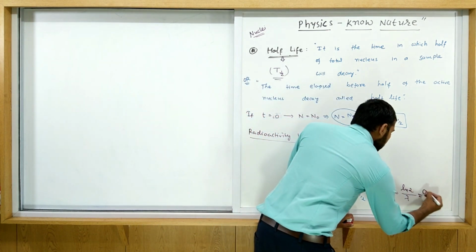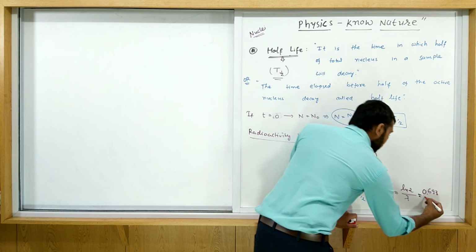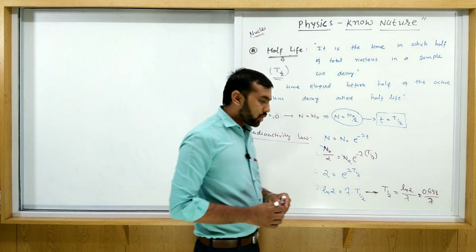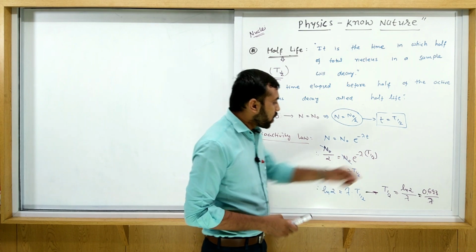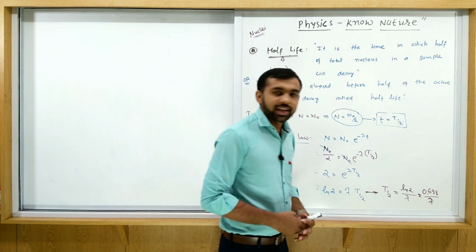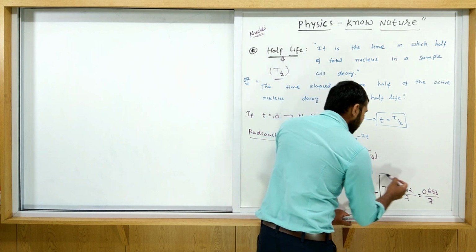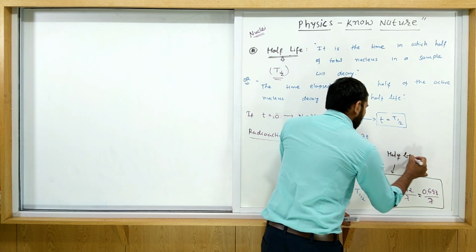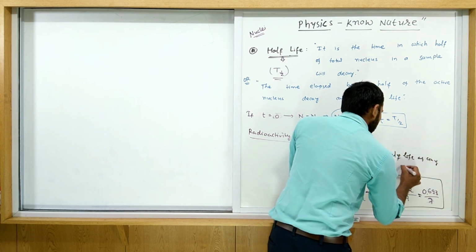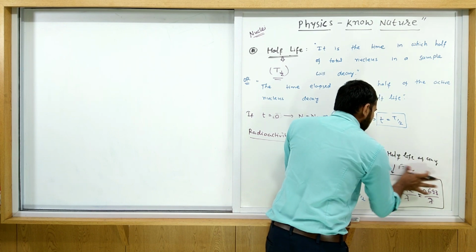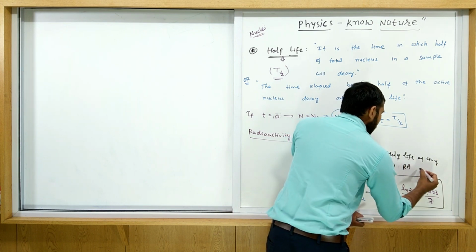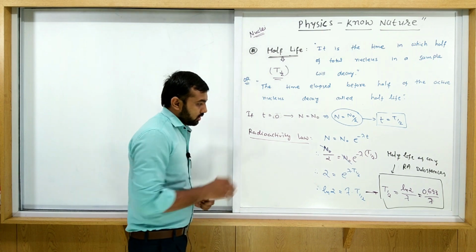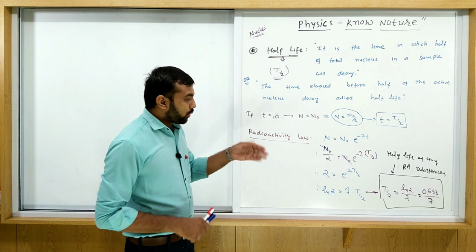ln2 is 0.693, so T1/2 is equal to 0.693 upon lambda. This is the other equation. The first equation is ln2 upon lambda; sometimes we directly use the value of ln2. What is the value of ln2? It is 0.693. So this is the half life of any radioactive substance.